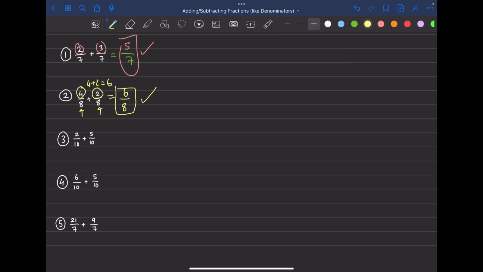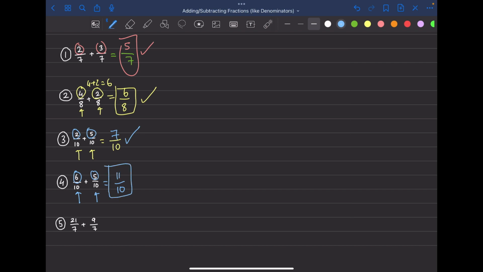Question number 3, both denominators here are 10. So the denominator of the final answer is going to be 10. And then the numerators, you have to add them up. So 2 plus 5 is 7. That's it once again. Pretty simple. Question number 4, both denominators are 10 again. So the final answer is going to have a denominator of 10. And then you have to add 6 and 5 because they are the numerators. So 6 plus 5 is 11. And we are done once again.